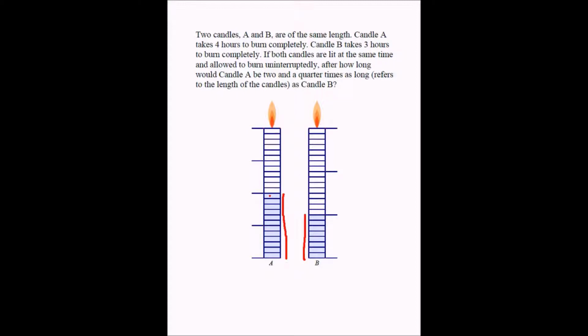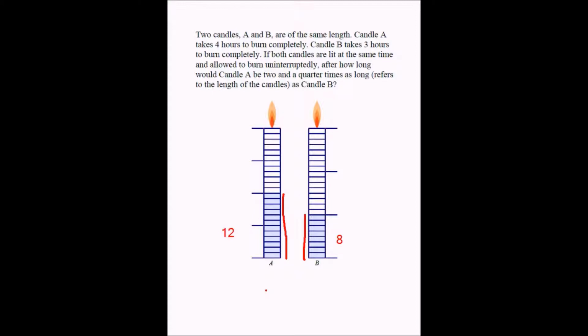If you count these units, 1, 2, 3, 4, 5, 6, there are 12 units for candle A. And how many units is candle B high? 1, 2, 3, 4, 5, 6, 7, 8. Now, if you divide 12 by 8, you get 1.5, not 2¼. Okay, that's fine.